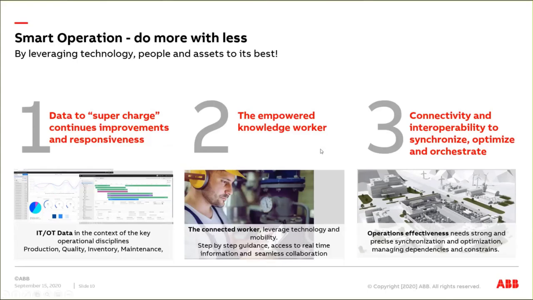The second element is what we call the empowered knowledge worker. Here it's about leveraging technology like mobility and data so that people can work in an effective and convenient way. So typically here we see the need for step-by-step guidance, having access to real-time information in the context of my ongoing task, and also seamless collaboration with my colleagues or with other functions.